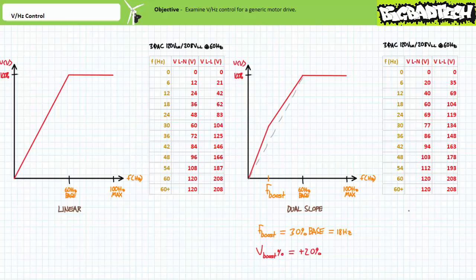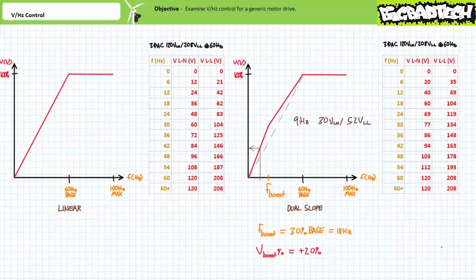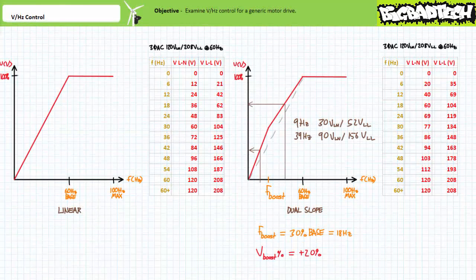Between 0 Hz and the boost frequency, applied voltage is linear. As is between boost frequency and base frequency, it's just that they have different slopes. Hence the title, dual slope volts per hertz profile. For this current configuration, an excitation frequency of 9 Hz would most likely experience 25% of full voltage, and an excitation frequency of 39 Hz, midway between 18 and 60 Hz, would most likely experience 75% of full voltage, or 90 volts line to neutral, 156 volts line to line.